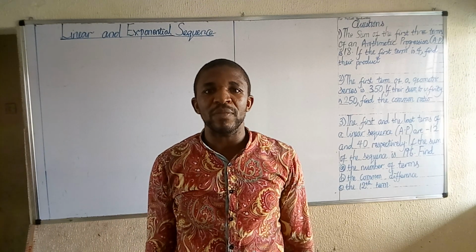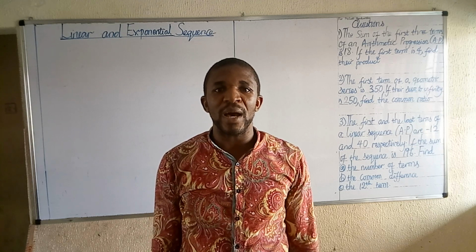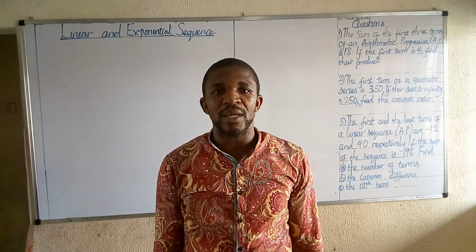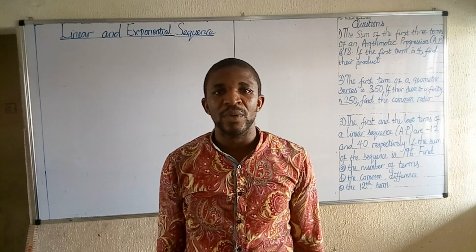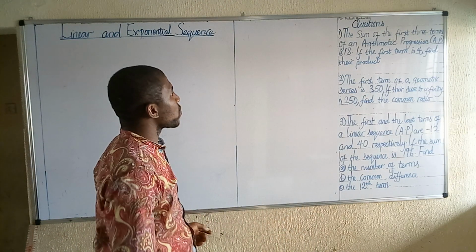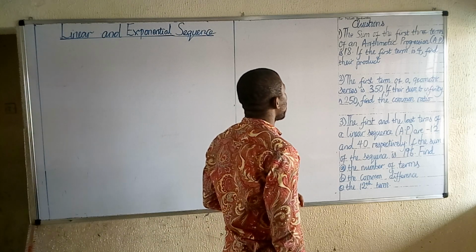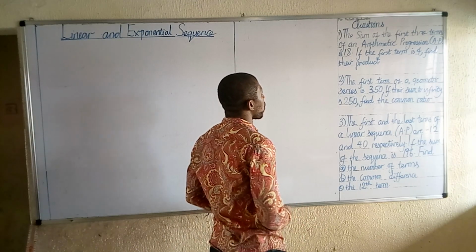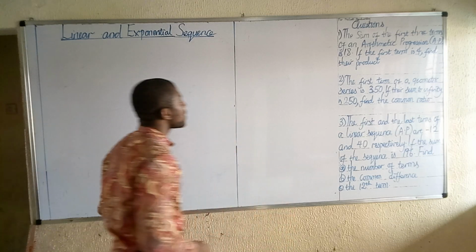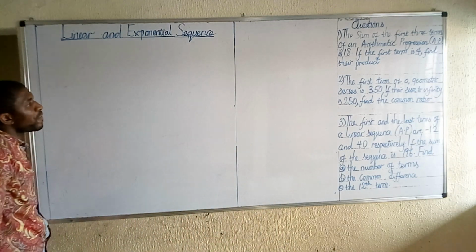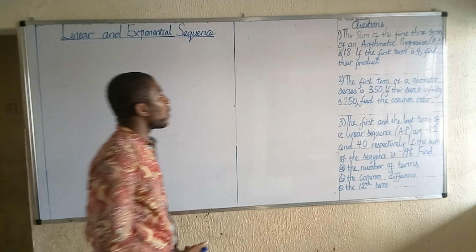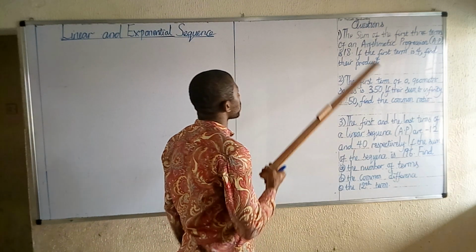We shall be solving some problems with regard to linear and exponential sequence. On the board, I have the first question. It says the sum of the first three terms of an arithmetic progression, AP, is 18. If the first term is 4, find their product.